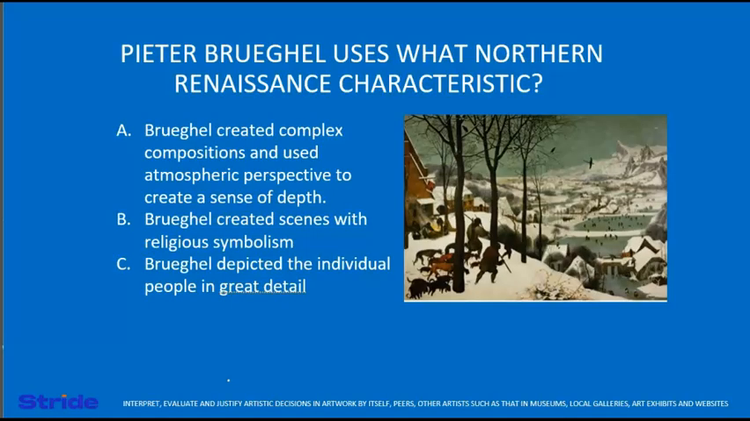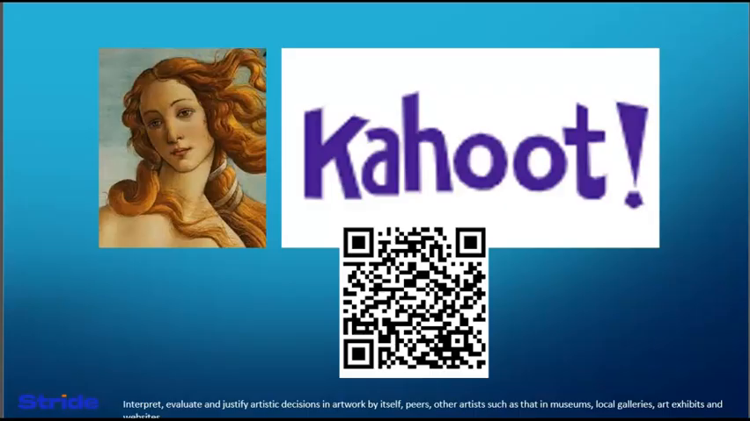Let's do another one. Peter Bruegel uses what Northern Renaissance characteristic? A, he created complex compositions and used atmospheric perspective to create a sense of depth. B, he created scenes with religious symbolism. Or C, he depicted the individual people in great detail. What do you think? Yes, it's A. He created complex compositions and used atmospheric perspective to create a sense of depth. That's just a couple of questions for you to review.